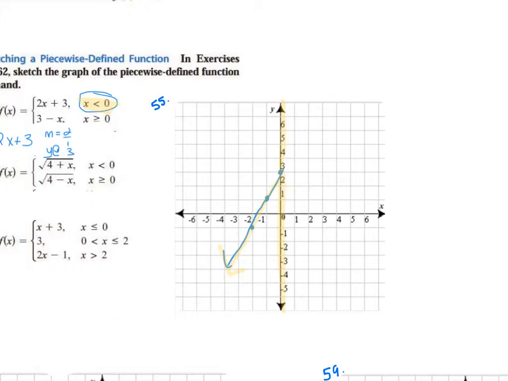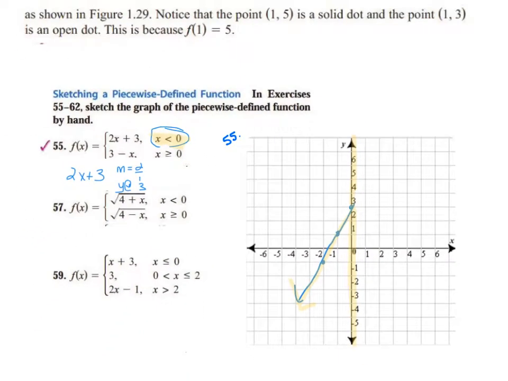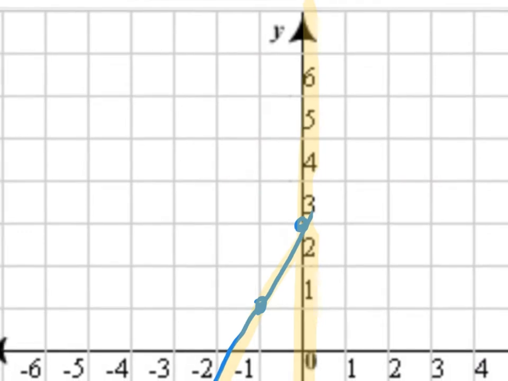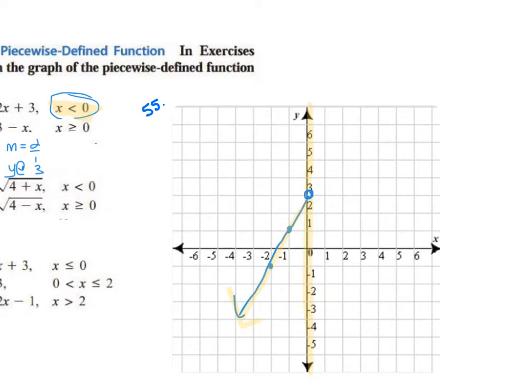You guys see that? One more thing we need to pay attention to. What is this sign? Less than. Just less than, right? Or is it less than or equal to? So what kind of a dot should I have right there? Does it include it or not? It's an open dot at 2. You guys see that? I don't want the whole line. I just want a piece of it.